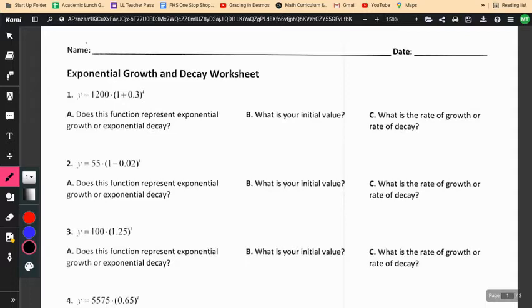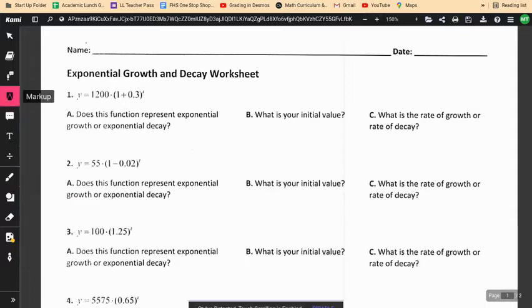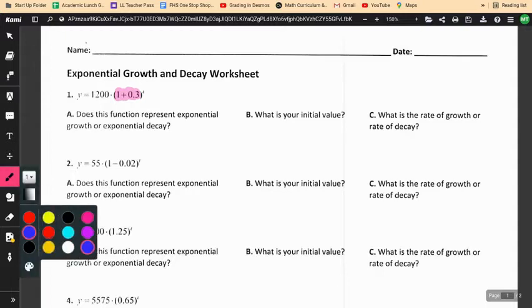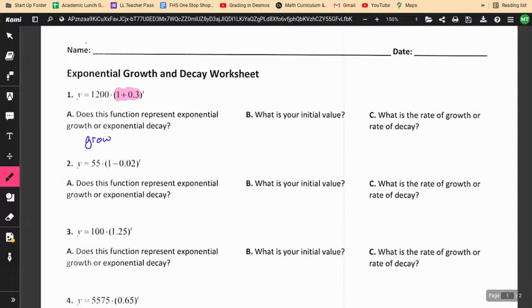So remember, when I am figuring out if something is an exponential growth or decay, I'm looking at the B value, everything inside that parentheses. And we created those rules last time. If I take 1 plus 0.3, that gives me 1.3. And so that is greater than 1. So we have an exponential growth. Okay. And then part B asks, what is your initial value? Okay, the initial value here is my principal amount, which is the 1,200.